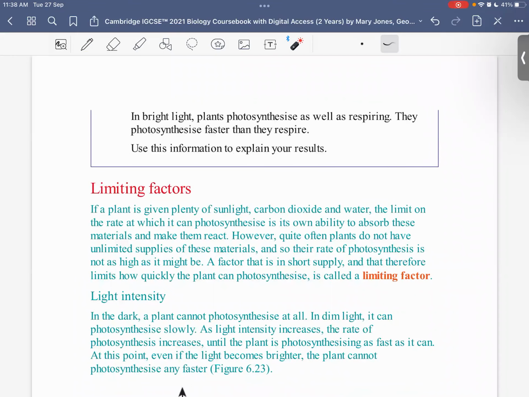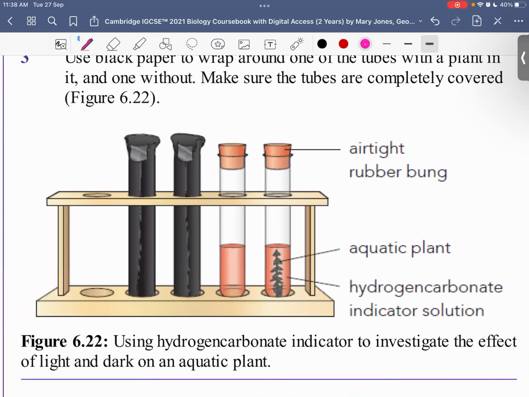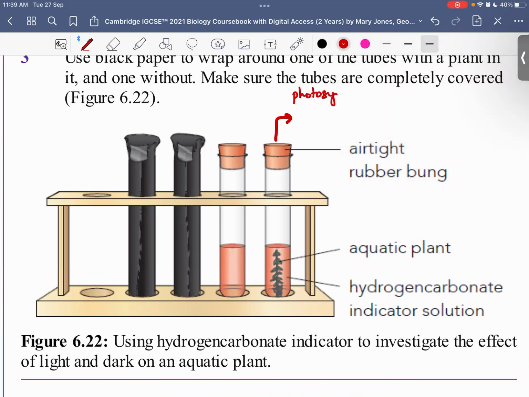So let's go back. In this test tube, will photosynthesis happen? Yes, it will. Will respiration happen? Yes, I believe so. The hydrogen carbonate indicator solution just absorbs carbon dioxide, right? Yes. In this test tube, will anything happen? No. Nothing will happen. So no change.